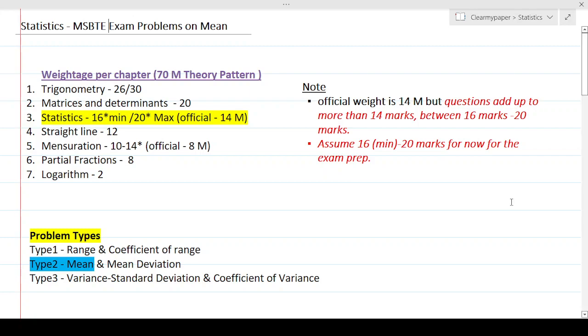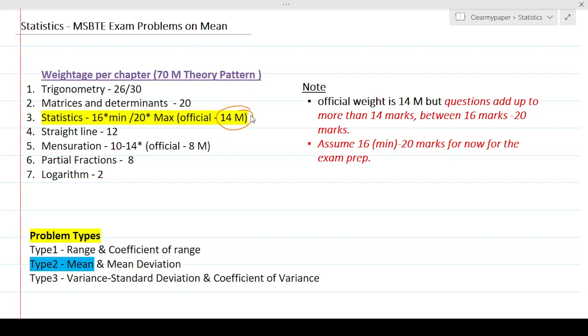Now that we have learned the concept of mean and how to calculate the mean, let's try to solve some of the exam problems and see how these things come in the exam. So let's understand that from an exam standpoint. And as I discussed, typically the official weightage for this topic, statistics in general, is 14 marks.